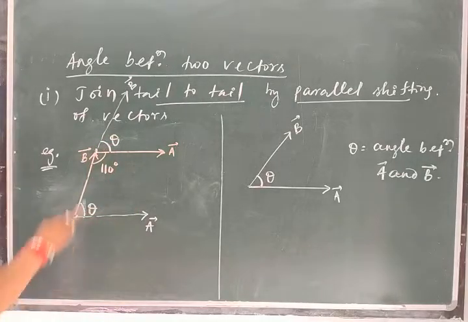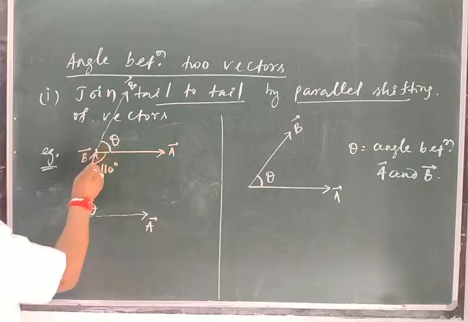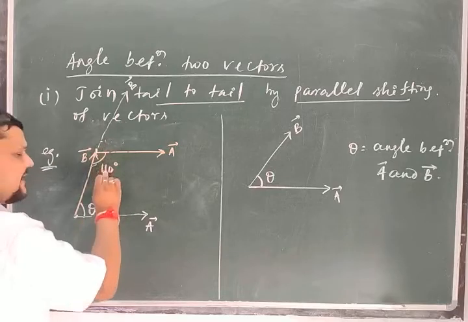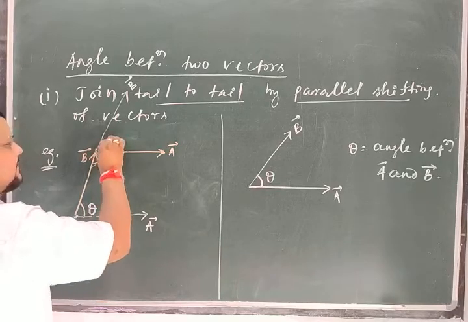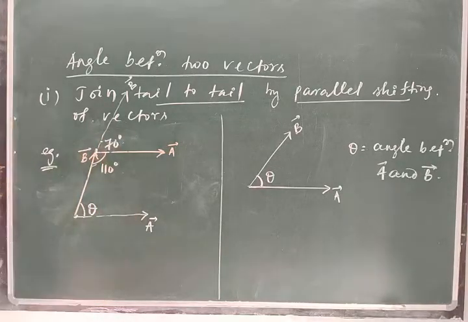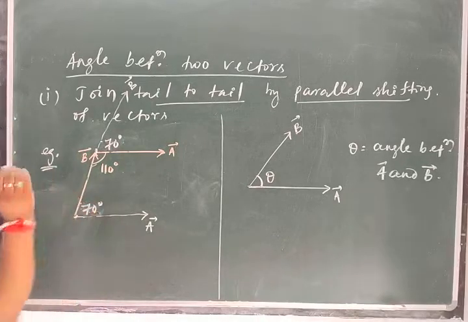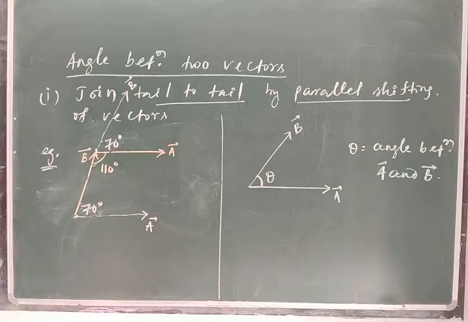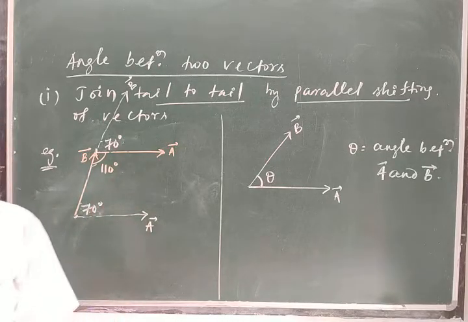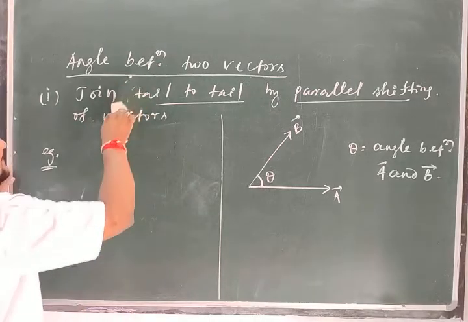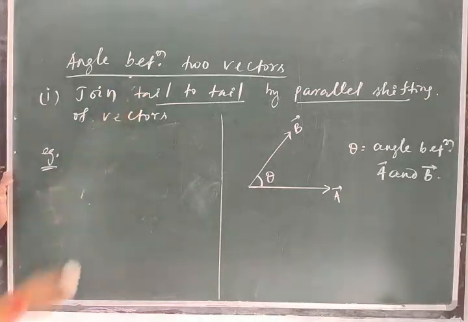What is this angle? If this is 110, the total is 180, so how much will this be? This is 180 minus 110, which equals 70 degrees. If you shift like this, this is also 70 degrees. So this is the angle between the two vectors. Okay. So while finding the angle between vectors, you will follow this rule. Clear? Now the next case we will go for is an equilateral triangle.